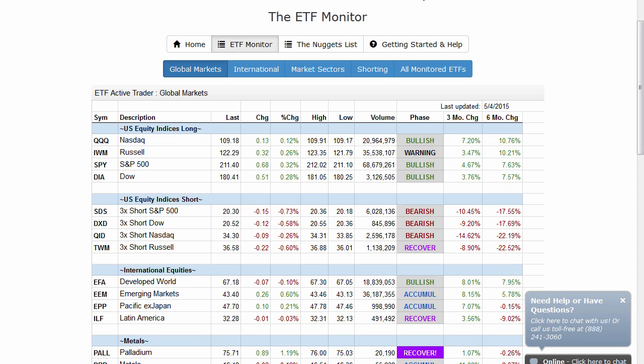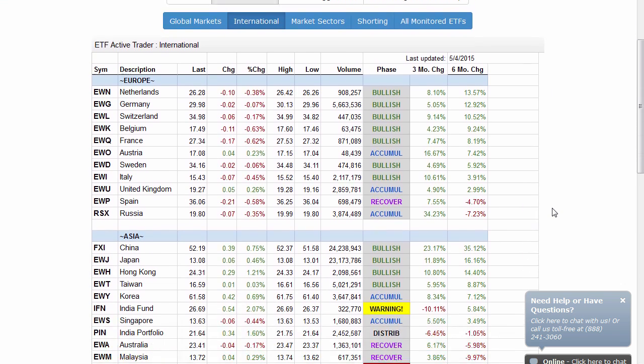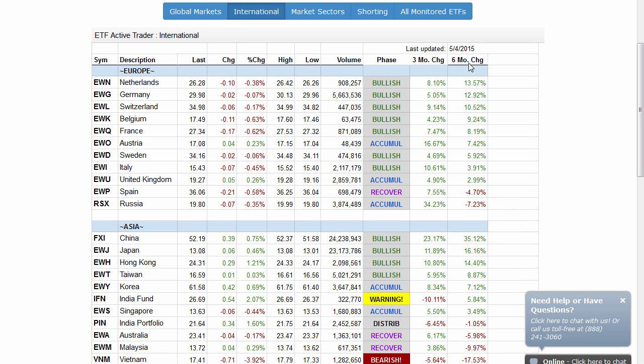I'm looking at our ETF Monitor product right now. I'm not really looking to sell you the ETF Monitor, but this is how I'm finding it. If we just take a look at the same numbers, 3-month change, you can look at 6-month change too. You can see that Europe, in terms of its phase, has quite a few bullish phases. Accumulation phase is a great place to look for entries. Recovery phase, great place to look for entries. Warning phase you want to watch out for, but recovery phases as we move over to Asia, and accumulation phase, great opportunities to get in relatively early.